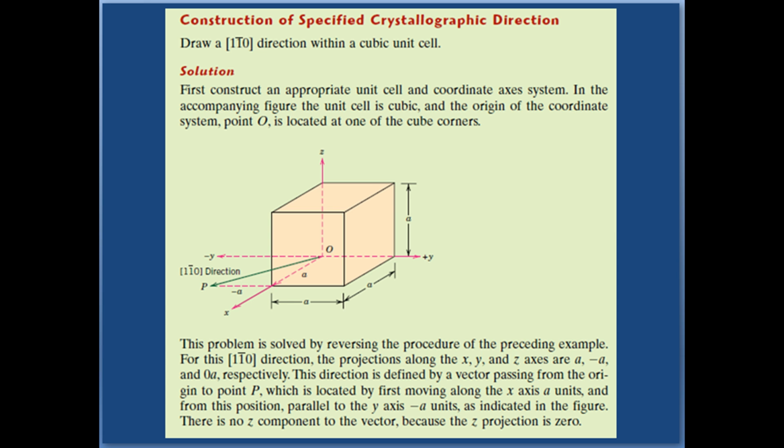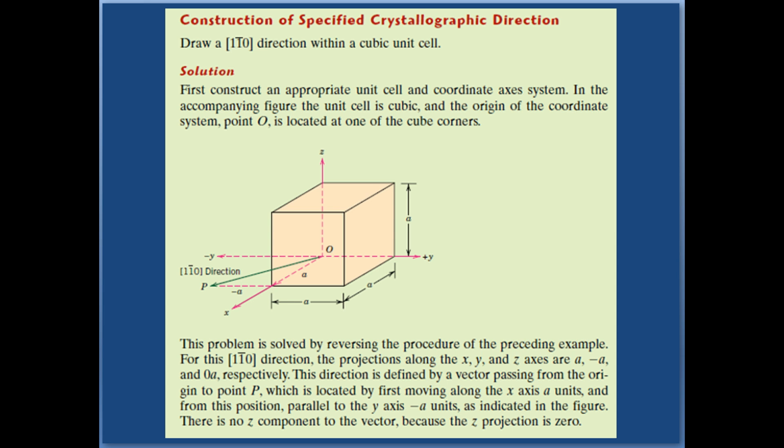This direction is defined by a vector passing from the origin to point P, which is located by first moving along the x-axis. We move along the x-axis through a units, and after that we consider the y direction. In the y direction we move minus a units.